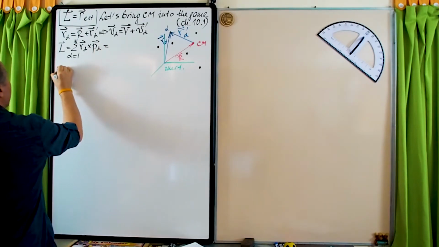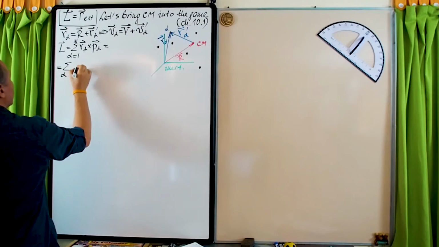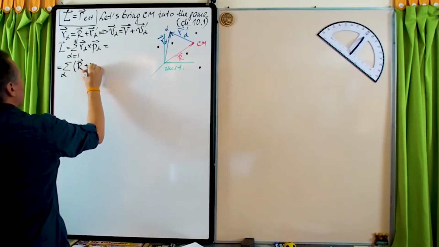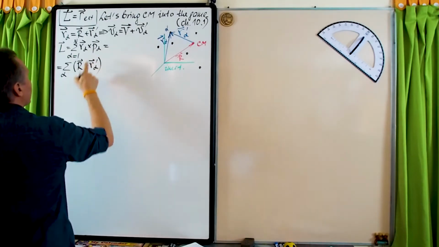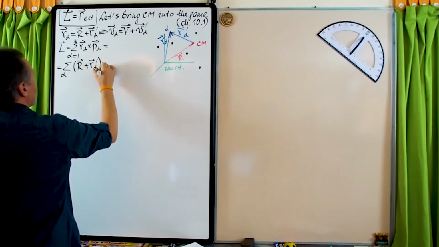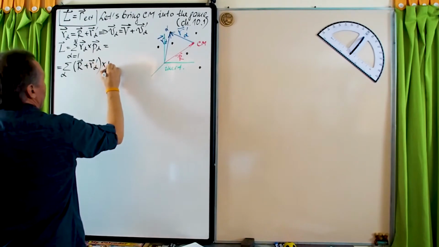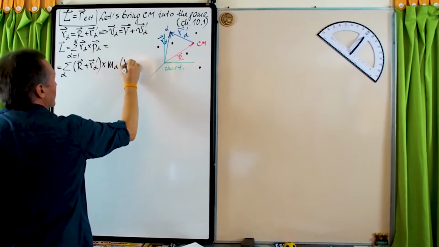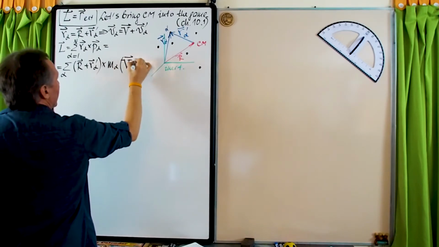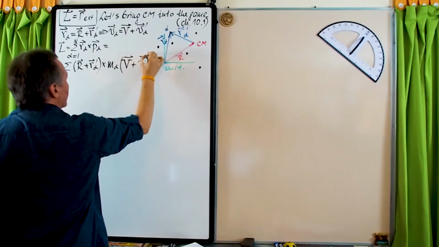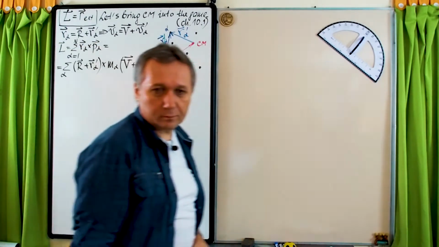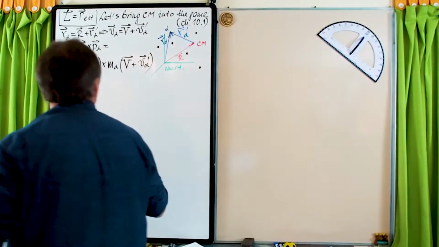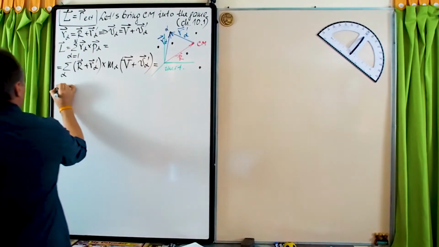Okay, and now let's make these transformations. I will write the summation over alpha. Instead of R alpha, it will be R capital plus R alpha prime, cross P alpha, which is M alpha, and then instead of V alpha, I will use V plus V alpha prime. So now we need to carefully open it up and see what we are going to get.